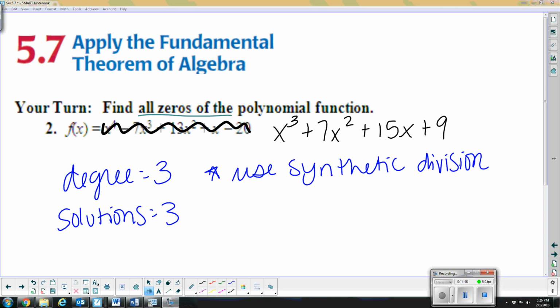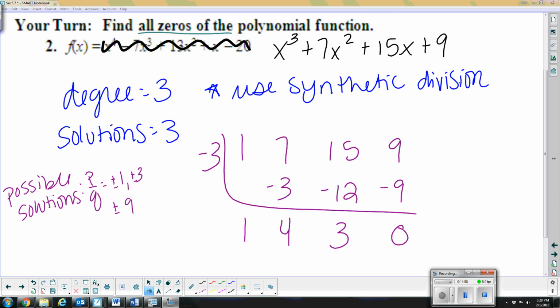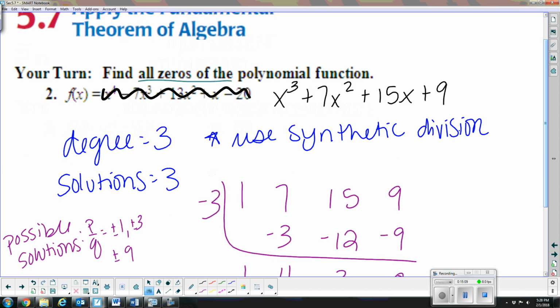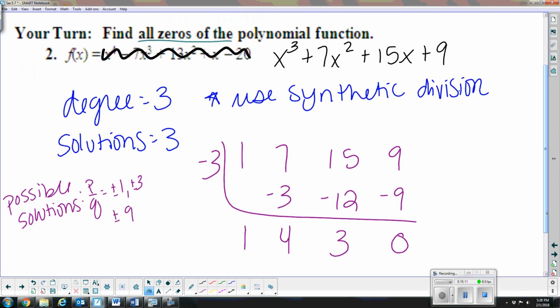So your first step is to identify what degree your function is, and in this case it's 3, so you know you're going to have 3 solutions. So now let's actually find what those solutions are. So listing your possible solutions, positive and negative 1, positive and negative 3, positive and negative 9. I tested -3, and I got a remainder of 0, which means that -3 is a 0, or x plus 3 is a factor.